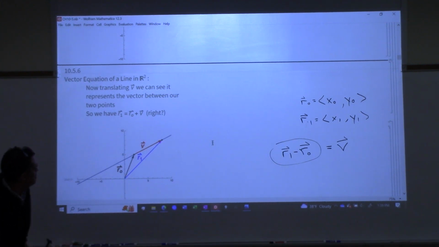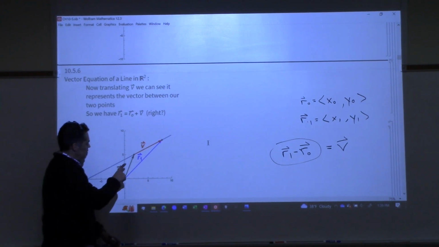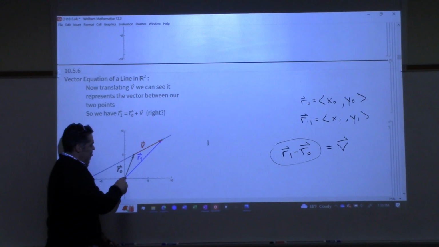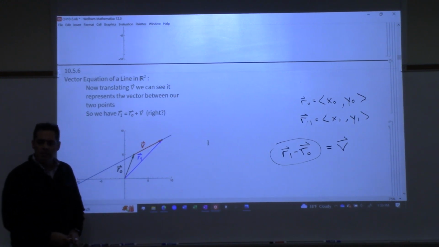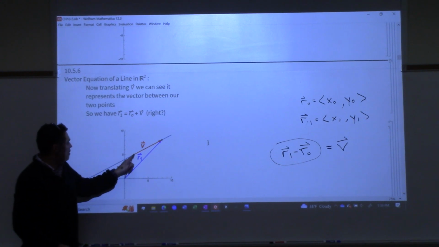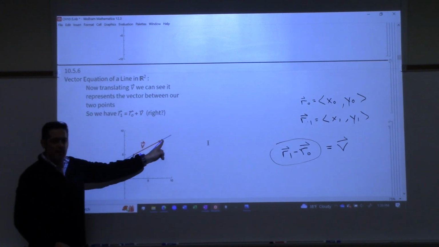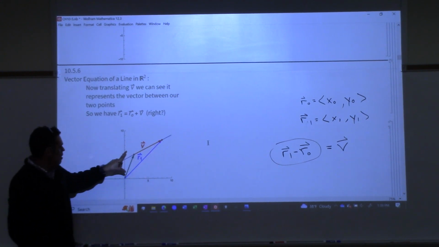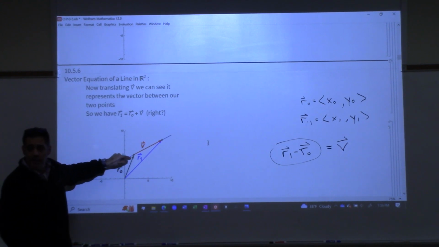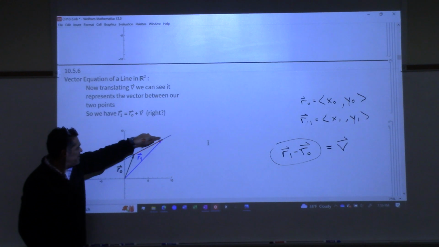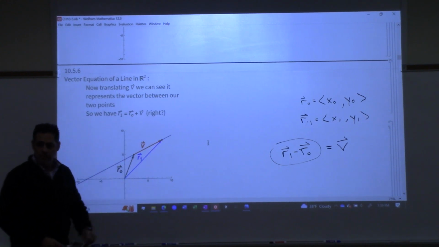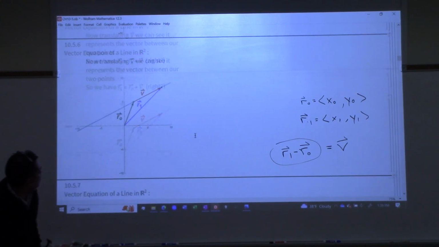Now I want you to notice something. What if I took R0 and I added V? That would be the same as what vector? R1, right? R0 plus V gives me that vector. R0 by itself gives me that point right there. R0 plus V takes me to that point.